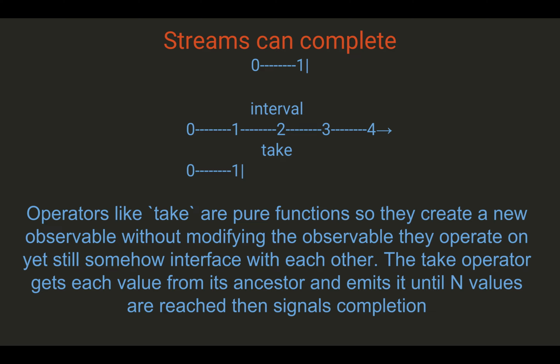The take operator will get each value from its ancestor and emit it until n values are reached, and then signals completion. So the question is, how is it that whatever observable take is creating somehow gets the values from the first one and then stops? The exact mechanics of how these two are interfacing with each other is still a little bit hazy, but the concept is we can chain these operators on each other on the observable to compose new observables.